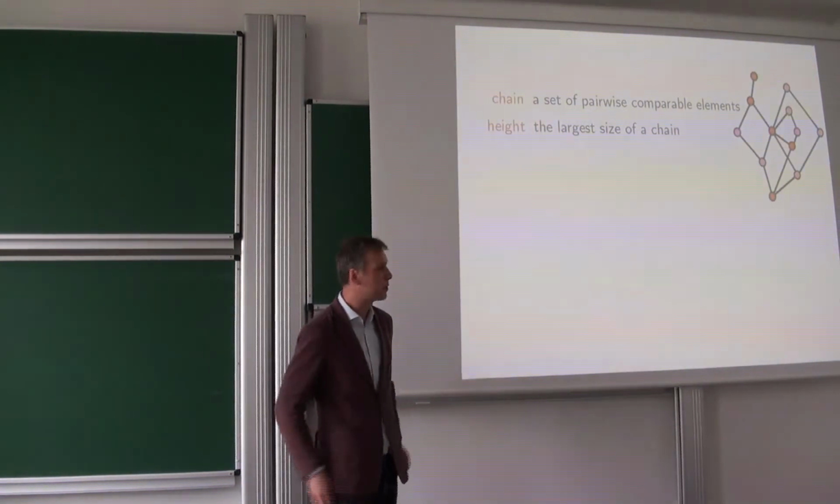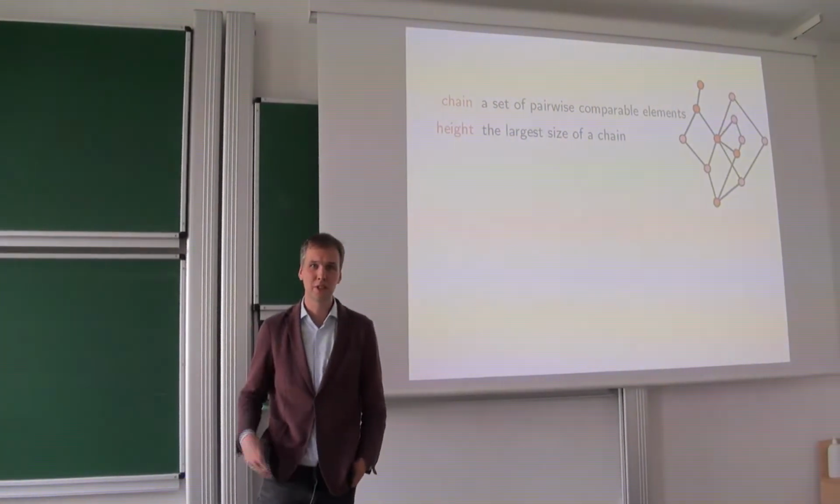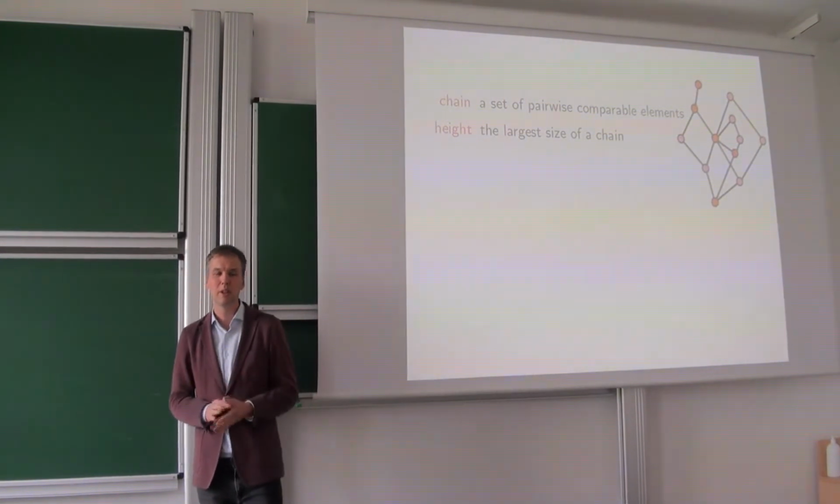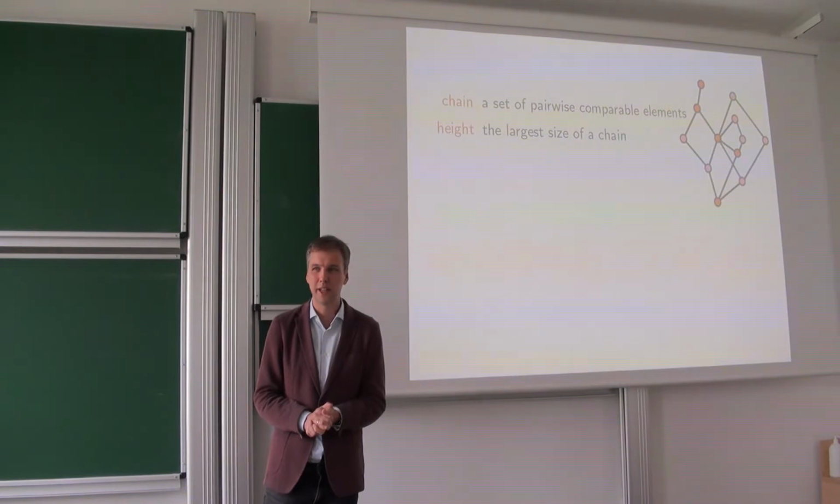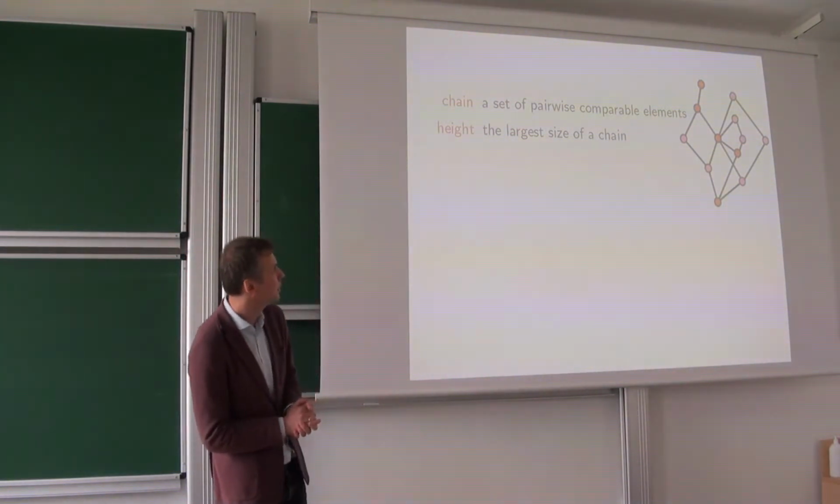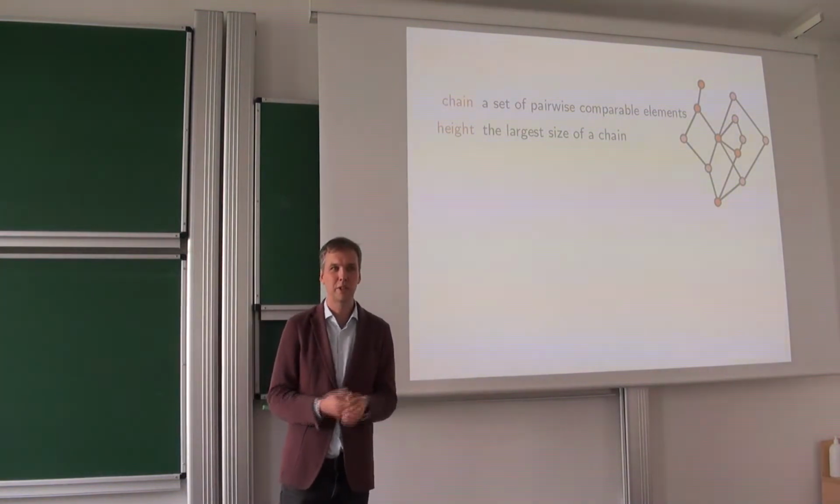Now, when we have a picture in front of us, we can visualize what a chain is. It's just a set of elements that are pairwise comparable, and the height of a poset is the size of the largest chain. So in this example, we have a chain of size 5, and I think there is nothing larger, so the height is 5.